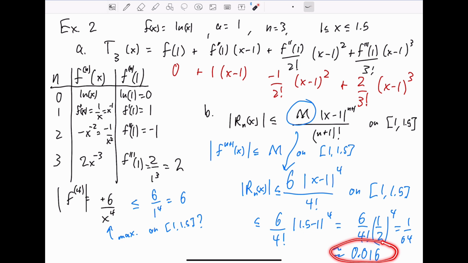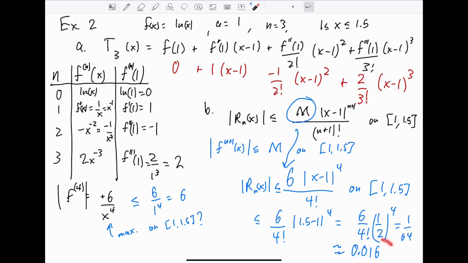In general, the approximations will actually have much less of an error. But when we use this Taylor polynomial of degree 3 to approximate the function natural log of x, all over the interval from 1 to 1.5, the error will always be less than 0.016. That's the very worst case scenario. It's an upper bound on the error.